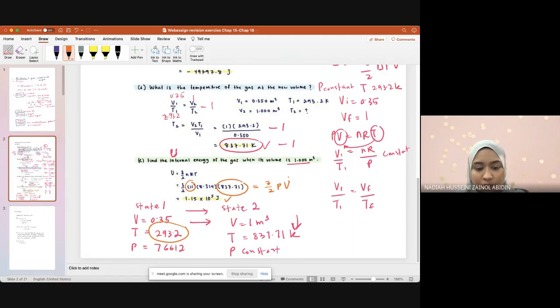So P is 76612, hopefully this is correct, right? And our new volume is 1, times 3 divided by 2. So using this equation, I got 114918. 1, 2, 3, 4, 5. So this is 1.15 times 10 to the 5 joules. So same, you can use PV or nRT. Make sure it's 3 over 2 or 5 over 2. If it's monatomic, 3 over 2. If diatomic, 5 over 2.